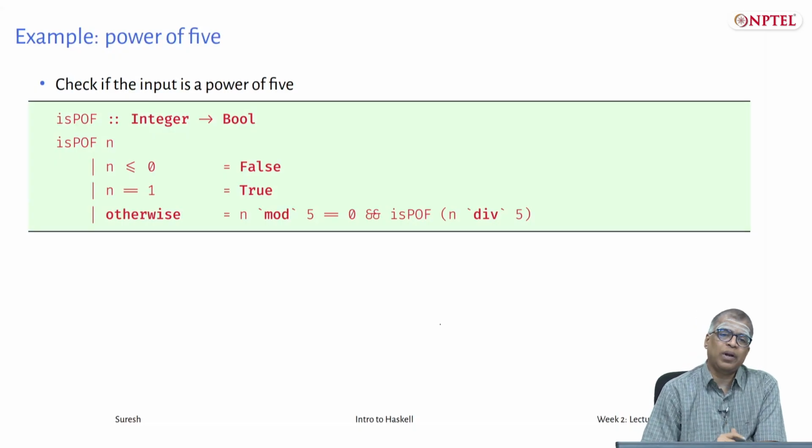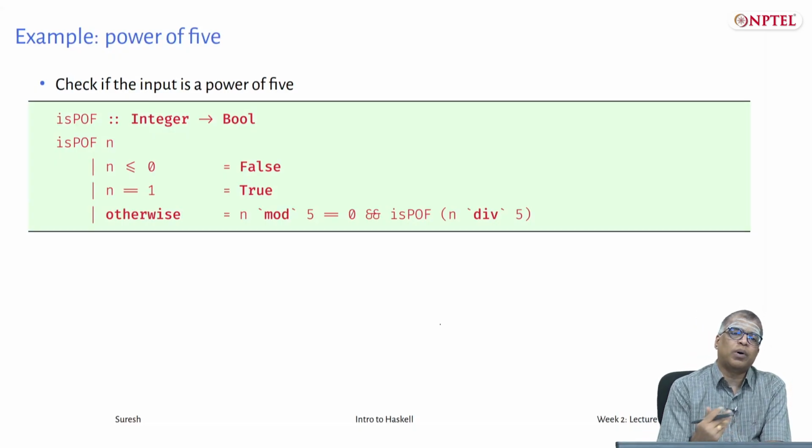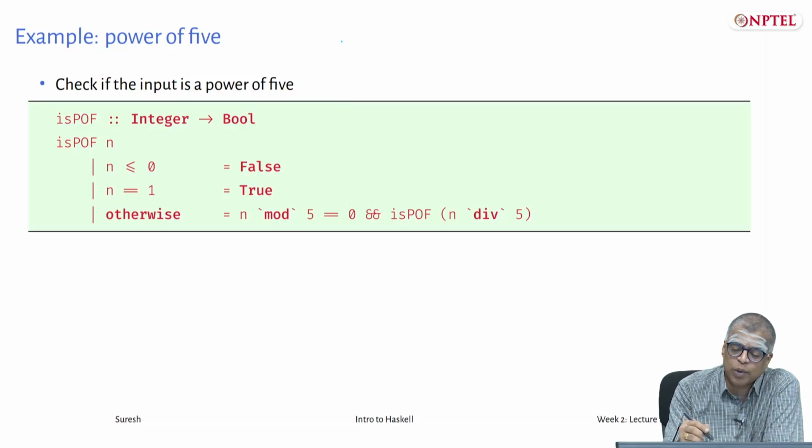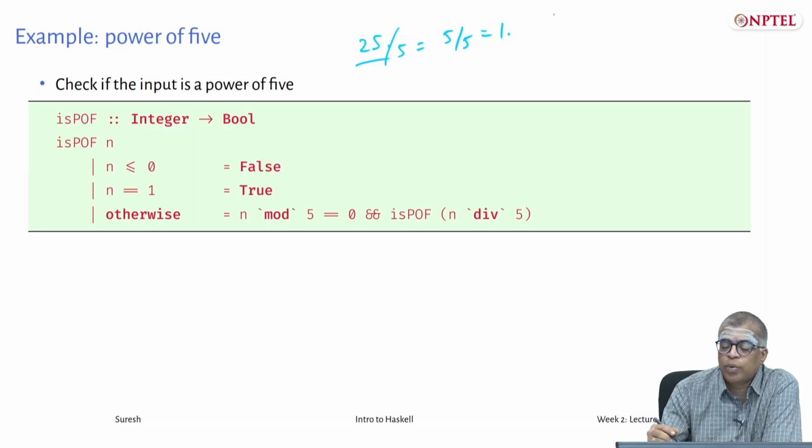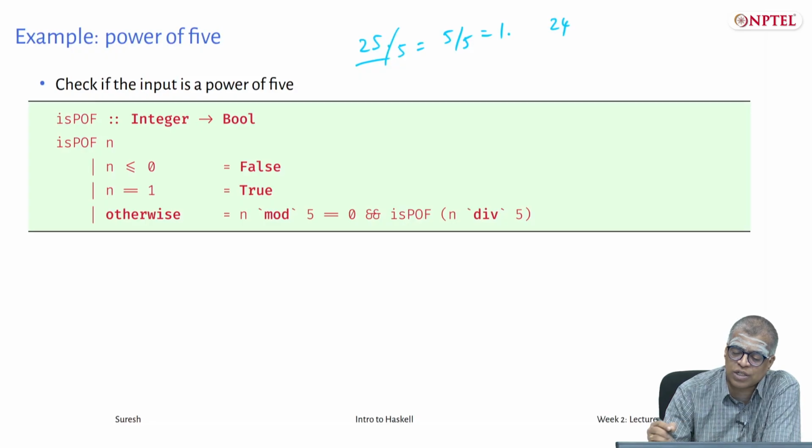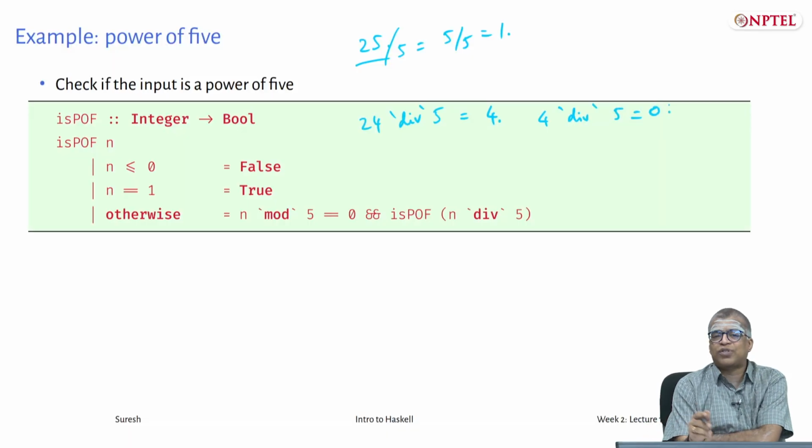So here is the next example. I want to check if a number is a power of 5. Okay. So how would we write this program? So let's say 25 is a power of 5 because I divide 25 by 5, I will get 5. I divide 5 by 5, I will get 1. 24 is not a power of 5 because I have to use div and not the slash symbol. So 24 div 5 is 4, 4 div 5 is 0, right. So this is the kind of check that I want to do.